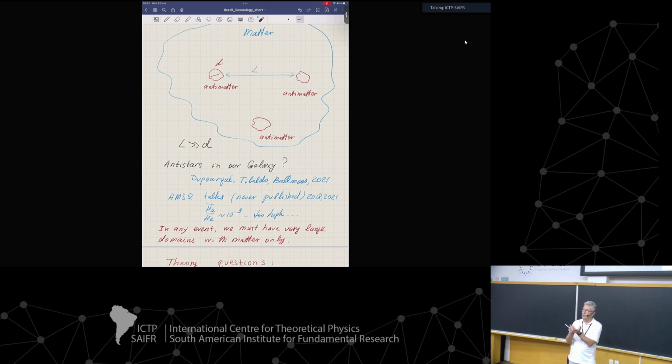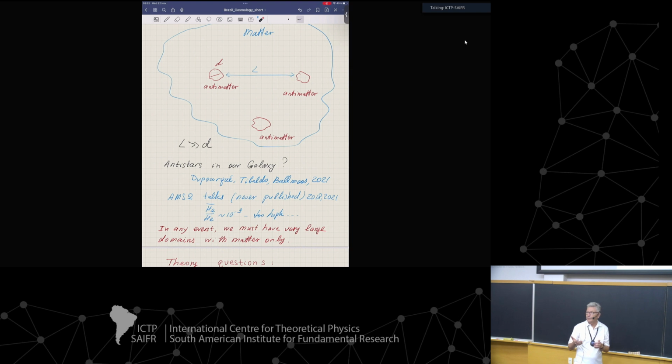Because in order to create anti-helium 4, you should be able to create 2 antiprotons, 2 antineutrons, and create them in a way that they are parallel to each other, so they have time to form anti-helium 4. So the probability of this process is very, very small. And so if you find an anti-heavy element, there should be a way to make this element. How do you make it? Either in the early universe, or in stellar evolution.